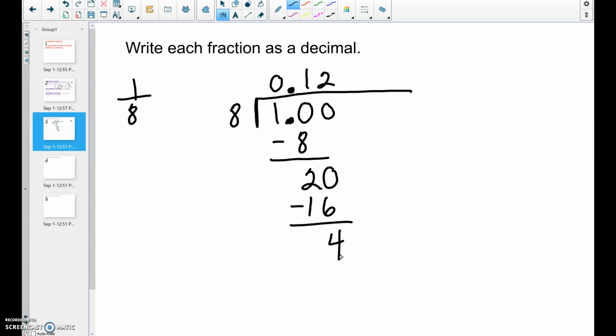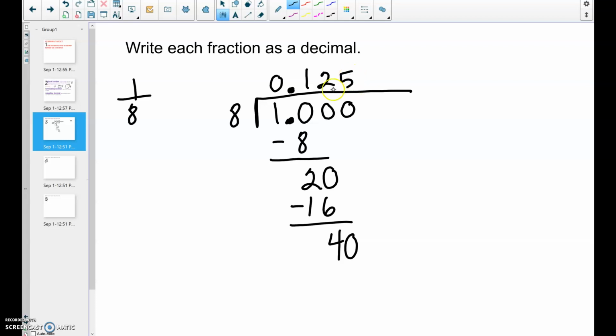Again, there's still a remainder, so we have to keep going. This did not terminate, and it's not repeating in any way. So I'm going to add another 0 and put a 0 here. Now does 8 go into 40? And the answer to that is yes, it does. It actually goes in there evenly.